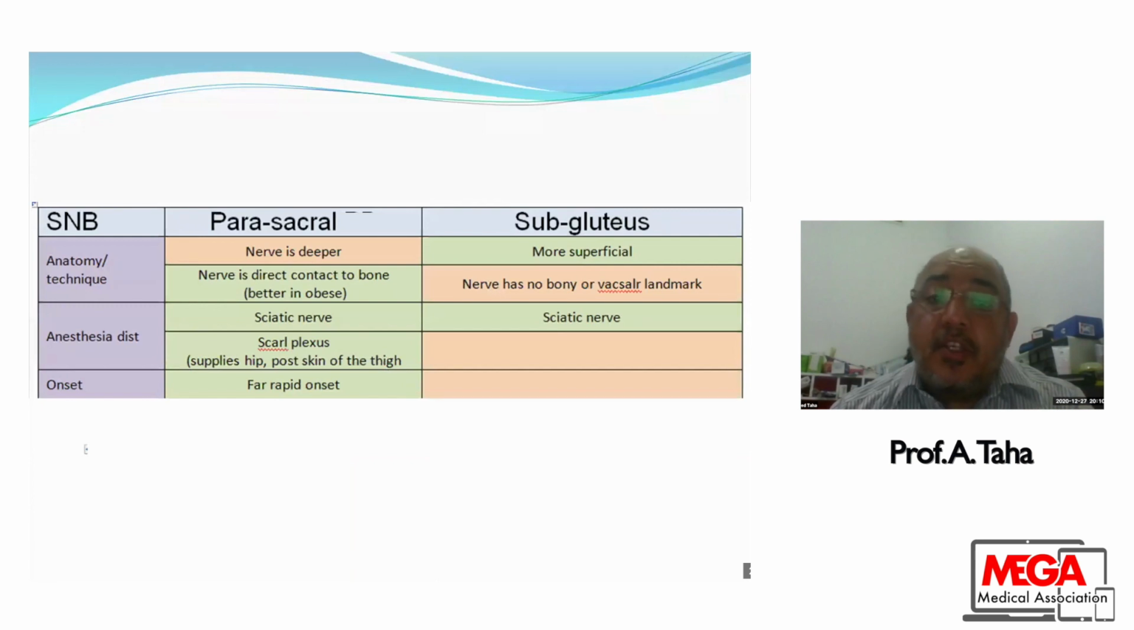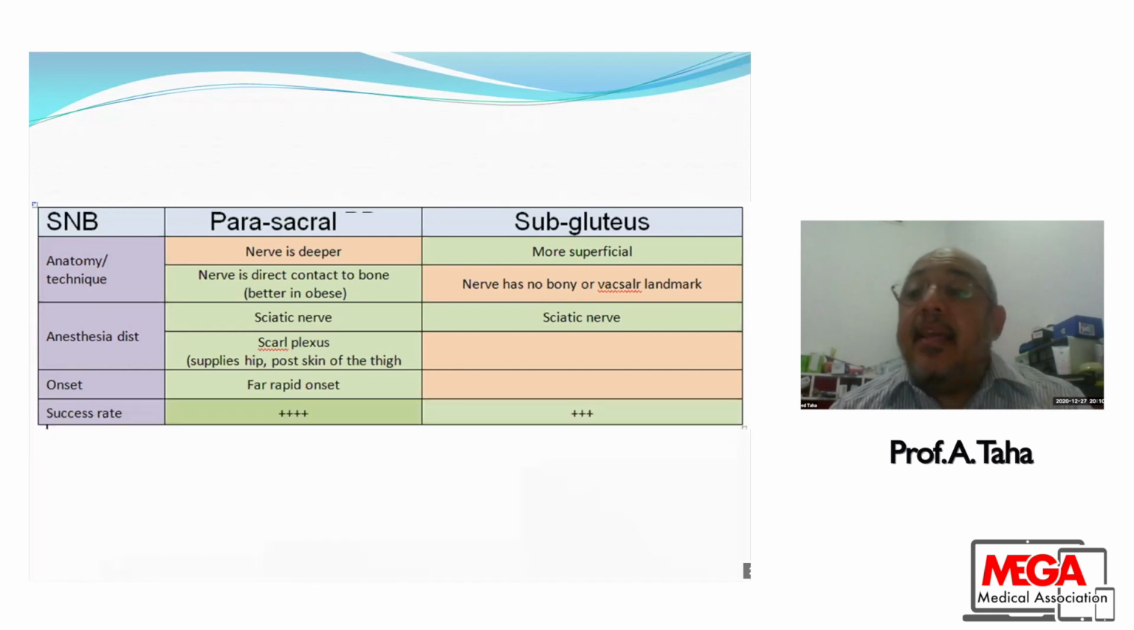And another advantage with parasacral is the rapid onset. It is an extremely rapid onset of the block compared with subgluteal. Usually subgluteal takes 30 to 40 minutes to get a surgically dense block, compared with 10 to 15 minutes with the parasacral block. So parasacral gives you the advantage of an easy technique, rapid onset, and it is more successful.